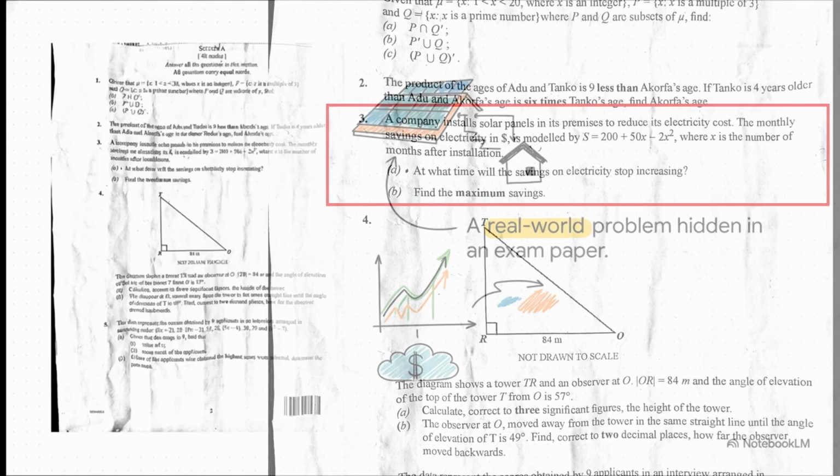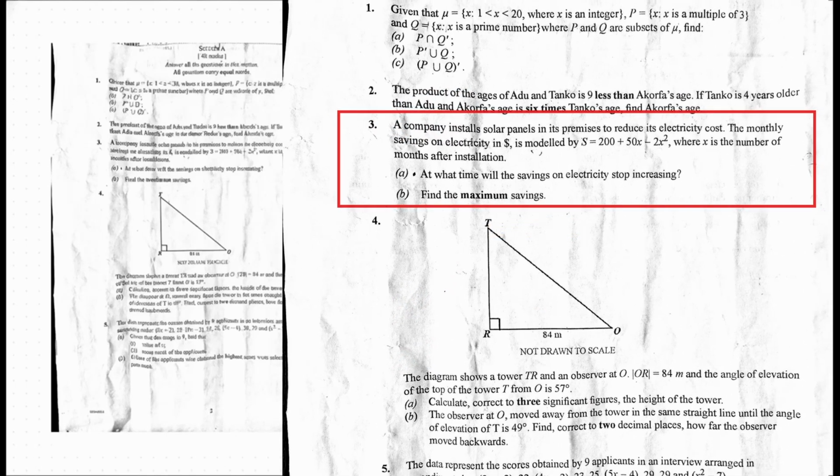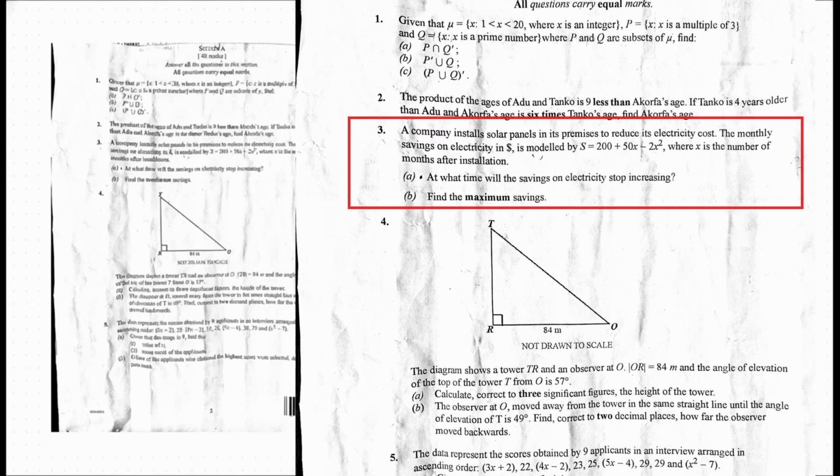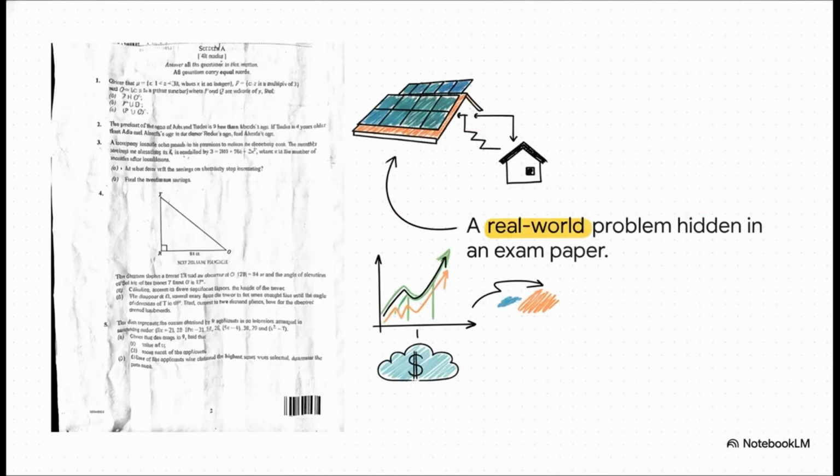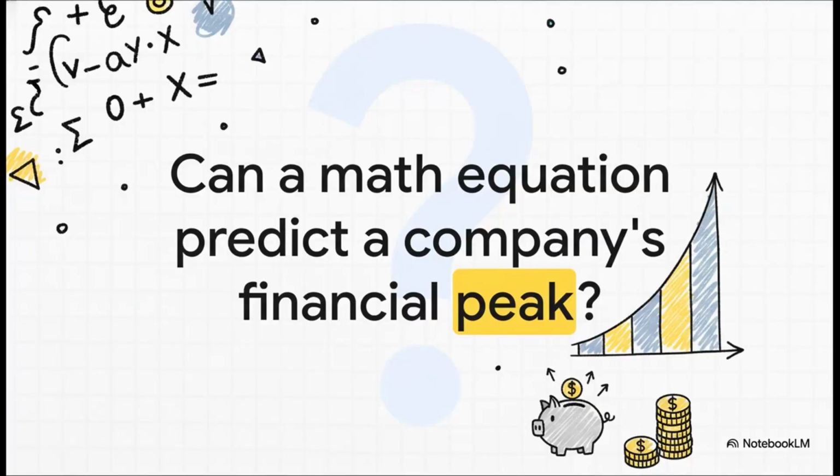We're zeroing in on question 3. It's all about a company that's trying to model its monthly savings after installing some new equipment. It's this perfect little real-world problem just hiding in plain sight. And this gets us thinking. Can a simple math equation, just a bunch of symbols on a page, actually predict a company's financial peak? Can it tell them the exact moment their savings will hit their absolute maximum?